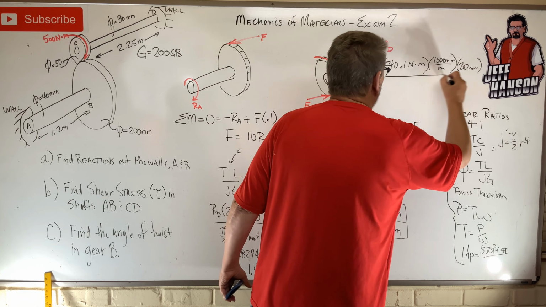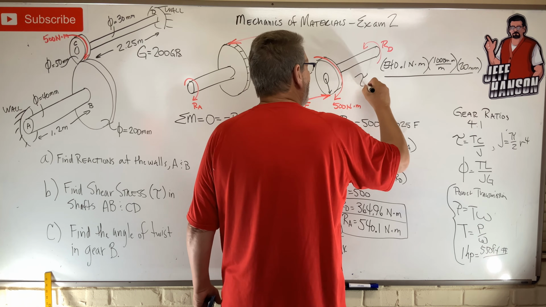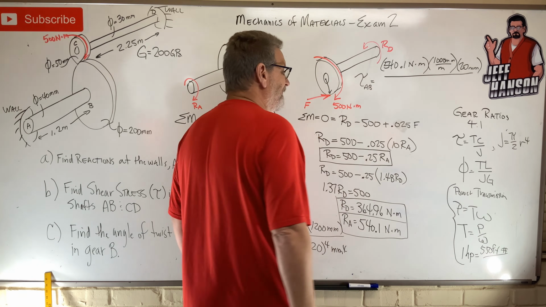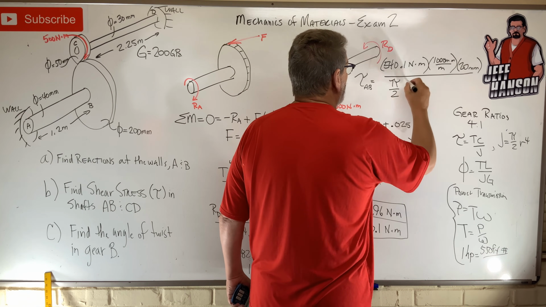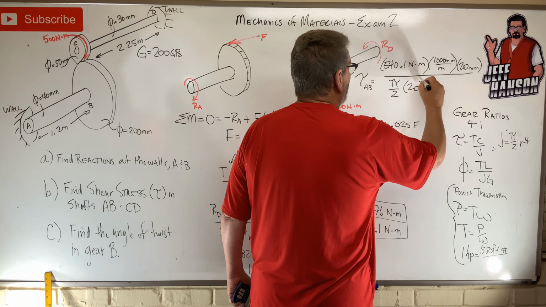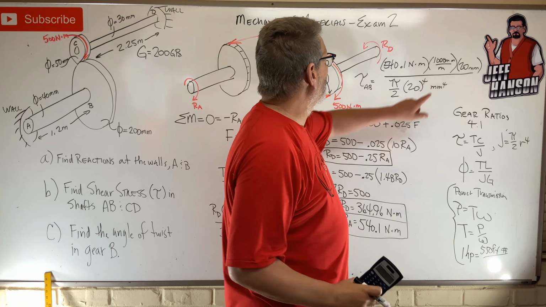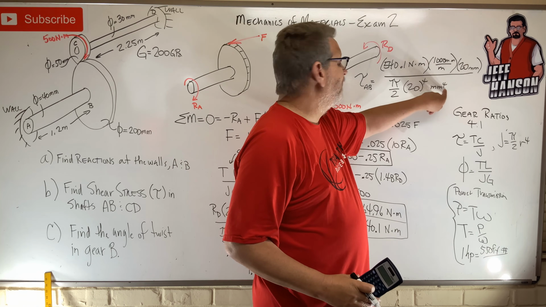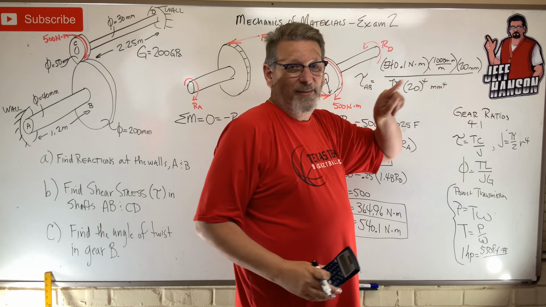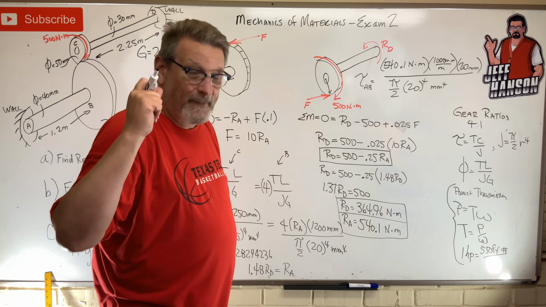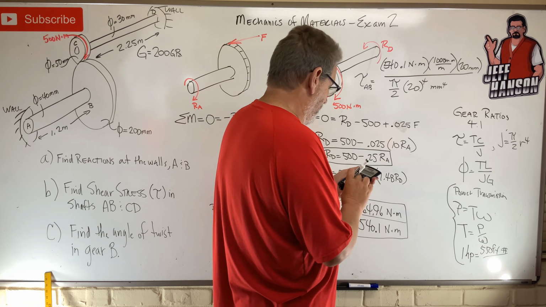Okay. Divided by, this is tau AB, divided by J. Okay, so that's just pi over 2 times 20 to the 4th millimeters to the 4th, right? And look, millimeters to the 4th, there's 2 of them. Cancel out with 2 of those. The meters cancel out. It's going to leave me with newtons over millimeters squared, so my answer is going to be in what, y'all? Megapascals. That's right.